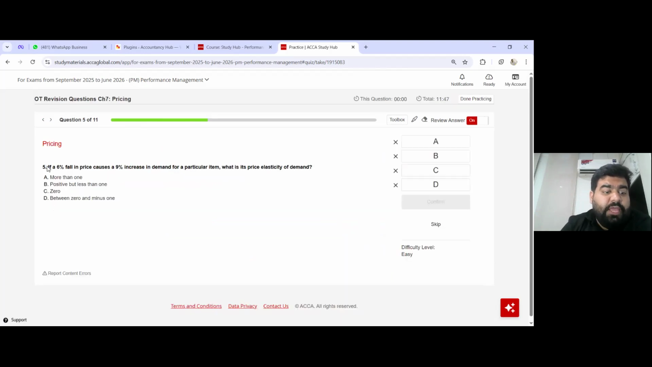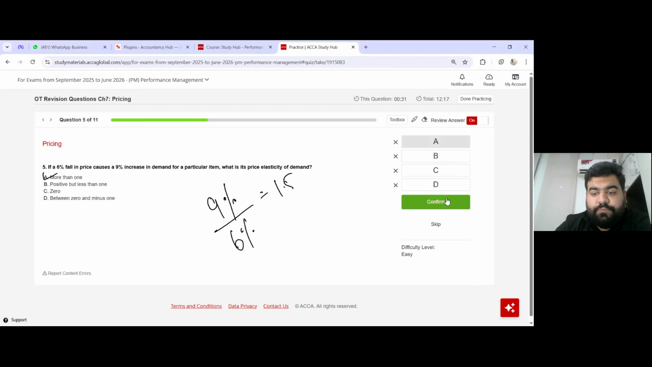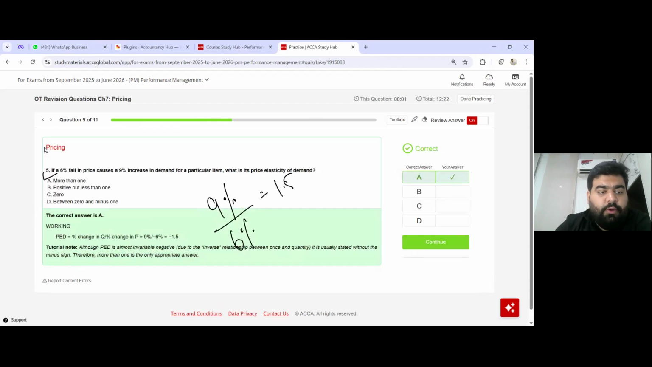Next. If a 6% fall in price causes an increase in demand by 9%, what is the price elasticity? Obviously, if the demand is increasing more and the price is falling less, it means the percentage change in quantity is more and the percentage change in price is less. So obviously the answer will be more than 1. It will be 1.5. So the answer will be A.